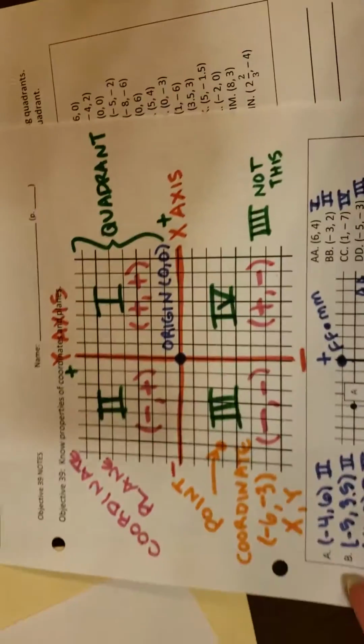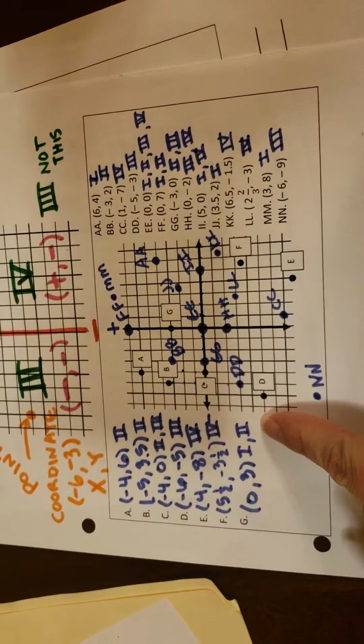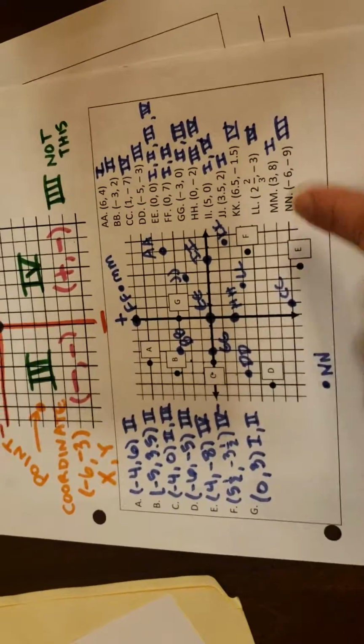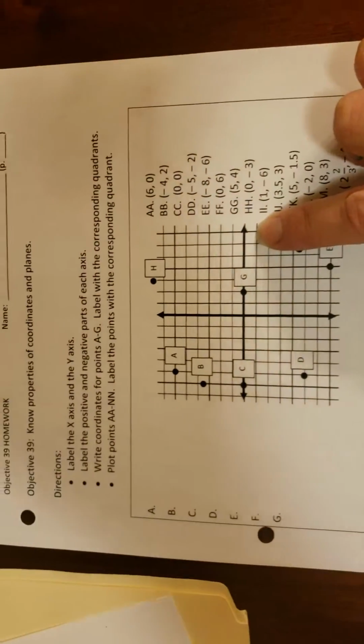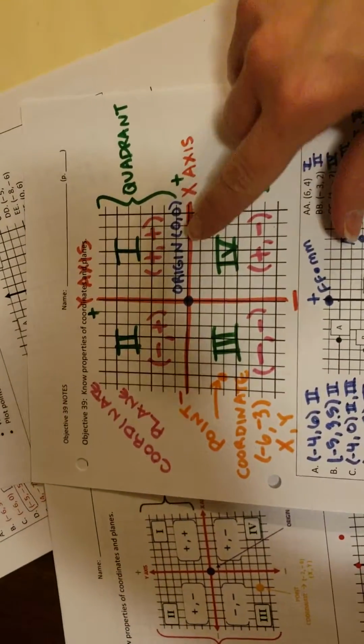So for your homework, you will notice it looks just like our notes. So it has the same exact setup. See on the left how we had to write the coordinates and the quadrants. And here we had to plot the points and the quadrants. That's the exact same thing as you will do here. There's only a couple little things to add. First, you need to label the X and the Y axis. We did that on our notes here and here.